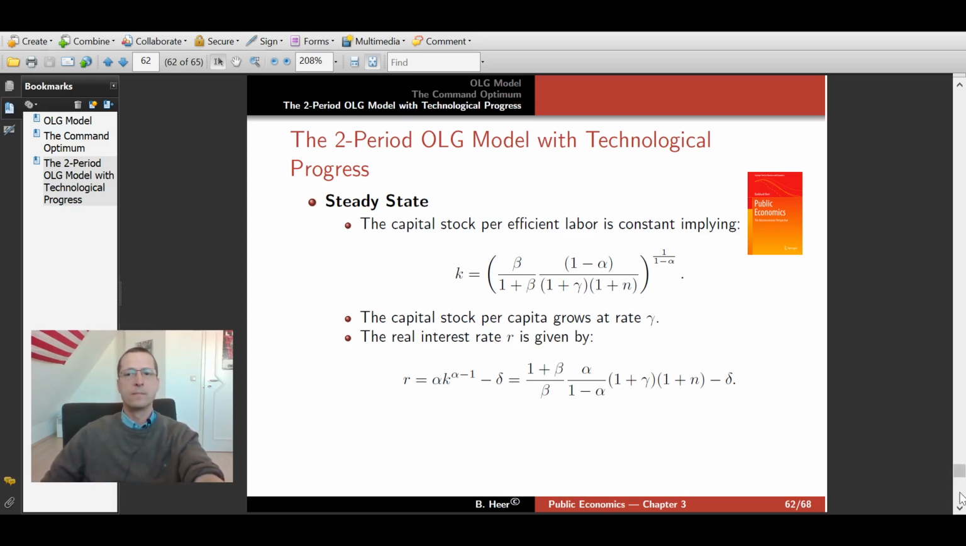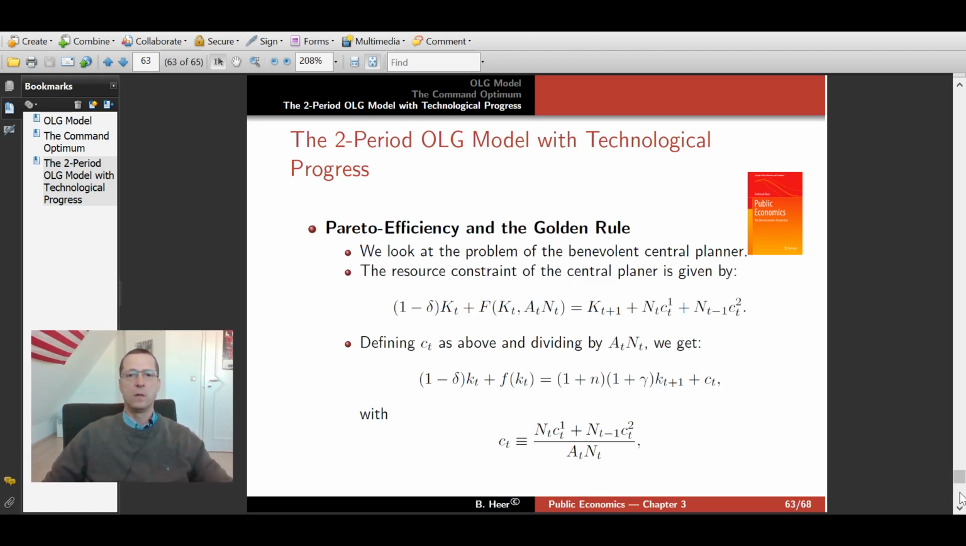Now, how does this consideration of technological progress affect our result on the golden rule, our modified golden rule? Let's look at the resource constraint of the central planner for this reason. Now, our resource constraint is basically the same. On the left-hand side, we have total production and we have capital. And in contrast to the previous section, we now introduce depreciation delta.